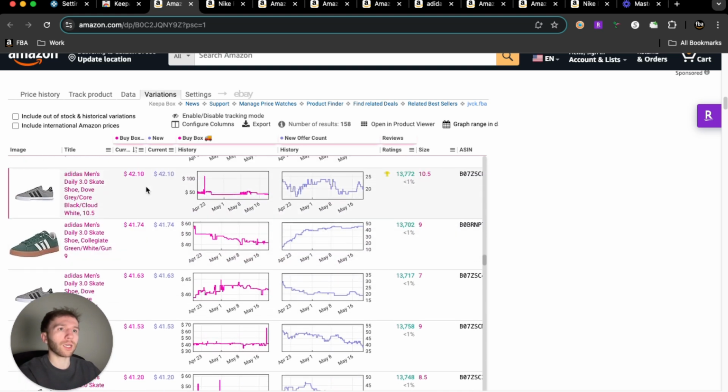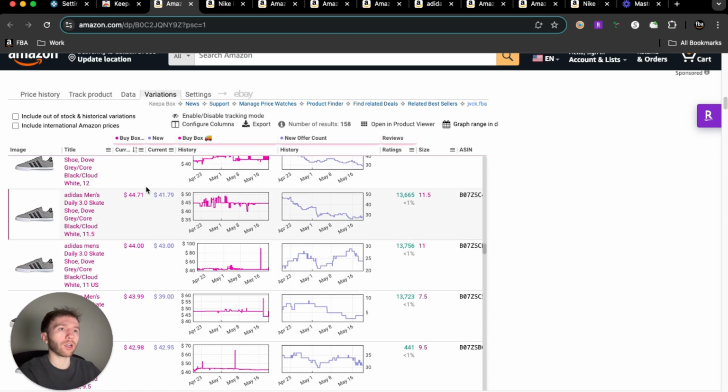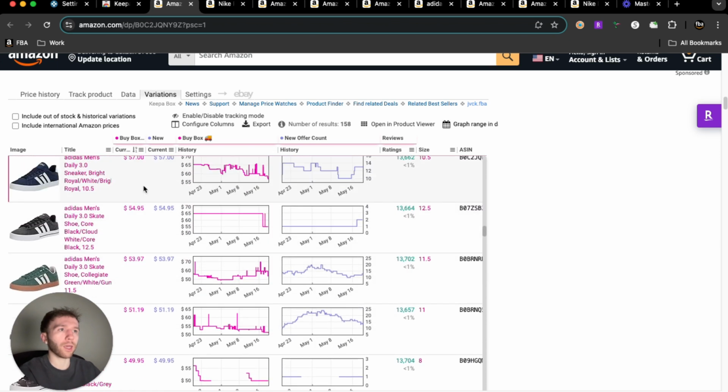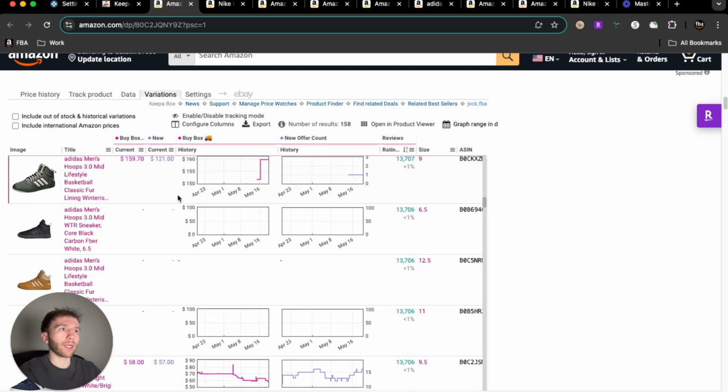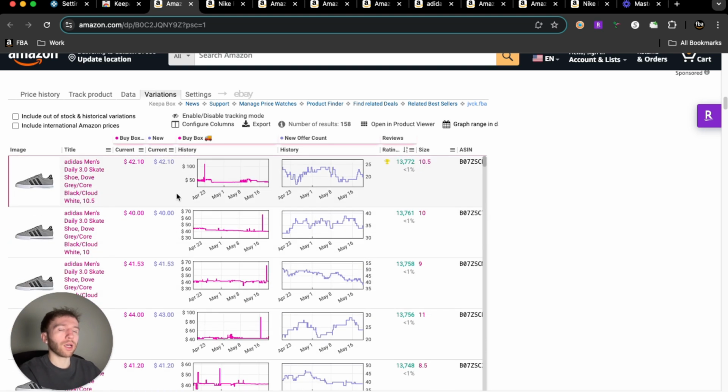But this is a really easy way to find other good selling products on the same page as what you've already got. If you want to, you can sort by ratings, which can kind of insinuate and tell you how good a product is selling compared to other ones, because if this product has 13,000 reviews on this specific size and gray color, then there must have been a lot of orders of this product over time to be able to get that many reviews.